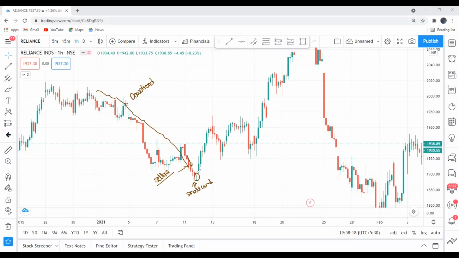Here also the sellers are in charge of the market, but they are slowly losing their momentum, and here one small candle formed, whether it is a bullish or bearish candle. Afterwards, the market gapped up and closed above the 50% of the first candle. This is the first candle, this is the small candle, that means the second candle, and here it gapped up and closed above 50%.